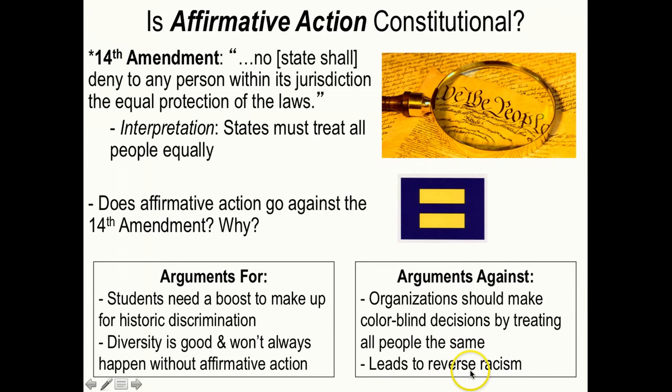Many people say that affirmative action leads to reverse racism, that by helping black people or Latino people, you are not being fair to white people or Asian people. These people who are against affirmative action tend to believe that organizations, businesses, schools, etc., should make decisions on a color-blind basis, that these organizations should not look at a person's race, gender, or ethnicity. They should make decisions about people's abilities, their grades, their experiences.